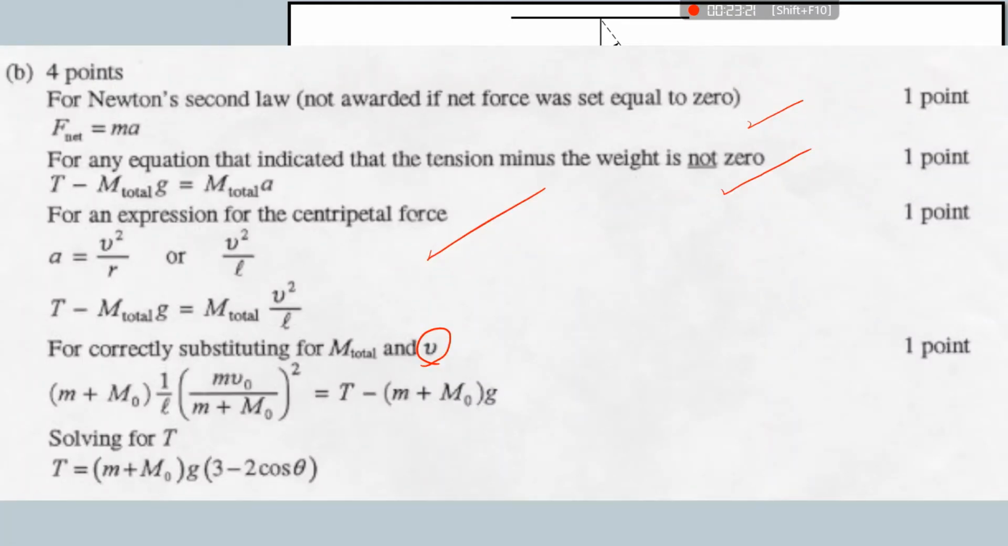I do think we would get full credit for that because we did correctly substitute M total and V. They didn't give the point for the final solution here, but I don't know how they got from here to here. So maybe the answer is wrong. No, I think the answer's fine, and I think our answer's fine too. We'd get full credit for that point because we did the substitution that they gave the point for. I just don't know how they simplified. I'll take another look at it later.